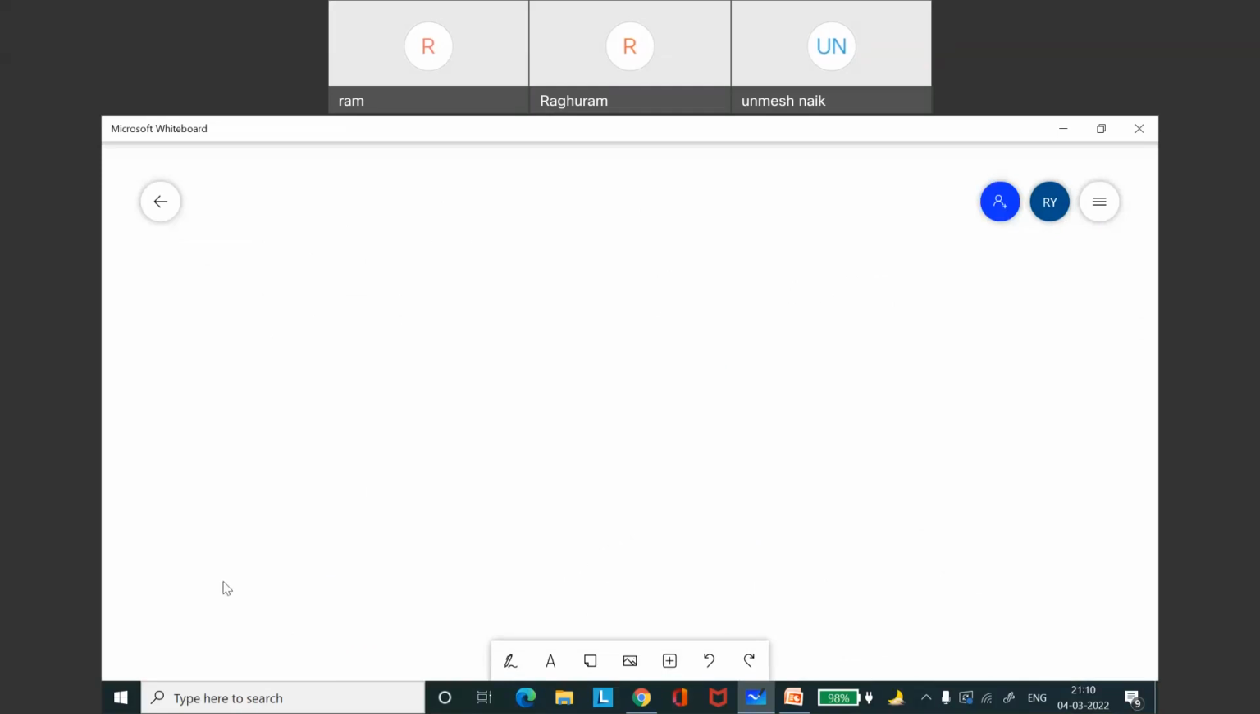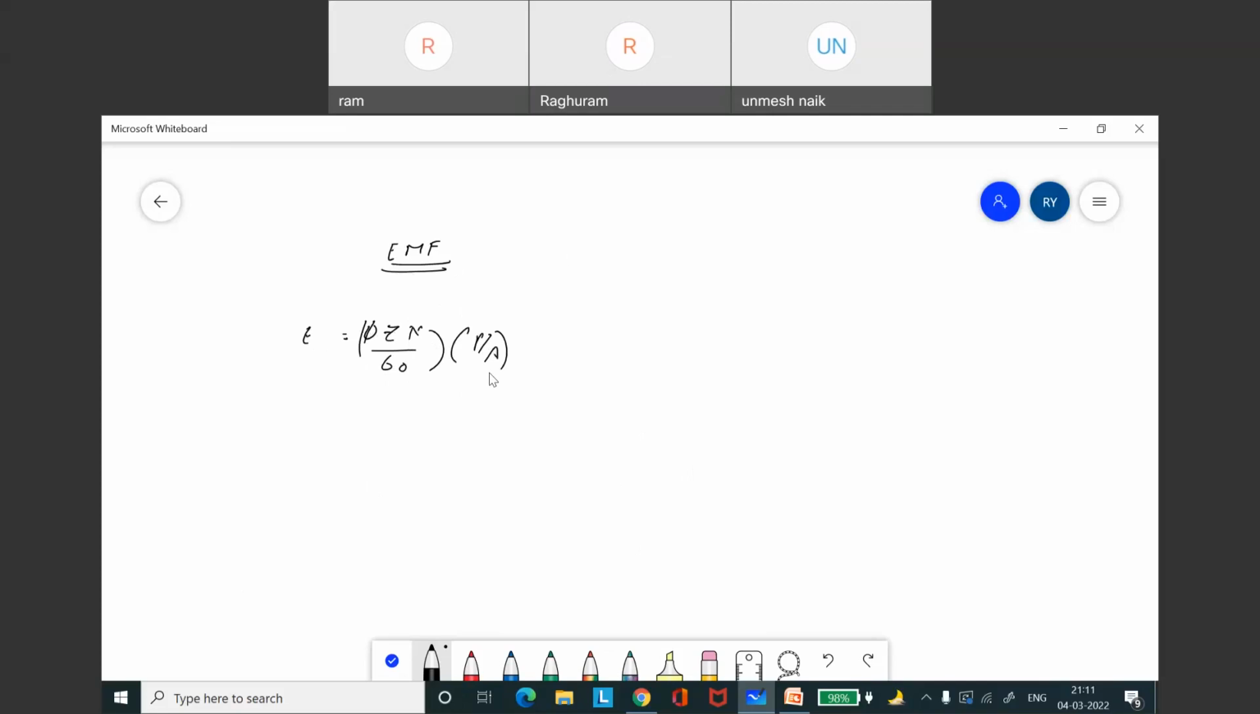Okay. The next one is the EMF expression. We know that the induced EMF in a DC machine is given by E equals phi Z N by 60 into P by A. So I'll do a quick derivation for you.